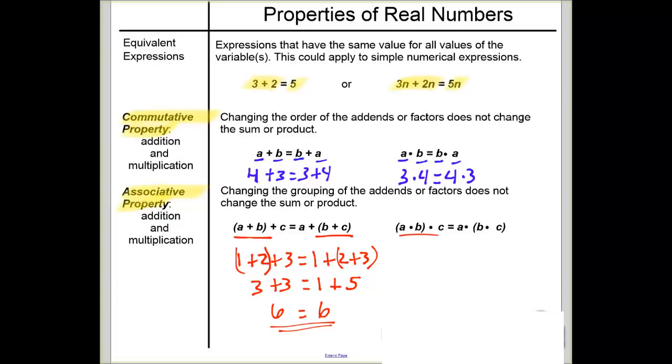And the same thing would happen for multiplication using your factors. You can group them in any way you want, whichever way makes it easiest for you, but they do not apply to subtraction or division.